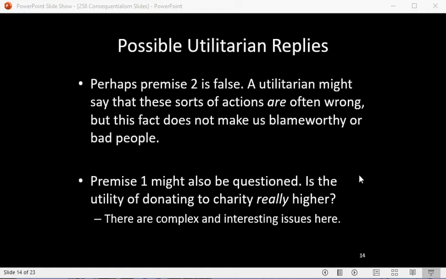Somebody might claim that the utility of donating to charity really isn't higher than the pleasure resulting from buying oneself an iPhone. After all, if you don't buy that iPhone, there are maybe going to be people who work in the Apple factory who might lose their jobs, delivery people, and so on. So there are very complex and interesting issues in philosophy and economics here. But still, premise 1 does seem hard to deny with respect to a lot of situations.